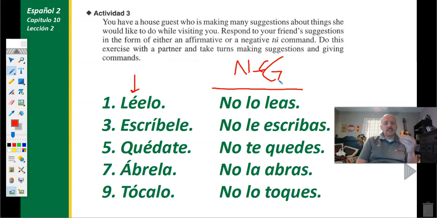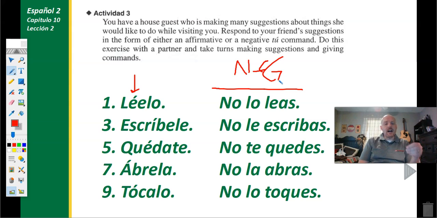Número 3. Escríbele. Write him. And then the negative, no le escribas. Don't write him. Or her, I'm sorry, that's her. My friend. In número 3, in the exercise, you'll see that that's amiga. No le escribas. Número 5, quédate. Stay, remain. Quédate. And again, we mark that E with an accent mark because queda is 2 syllables. Quédate. And then the negative, no te quedes. Do not stay.